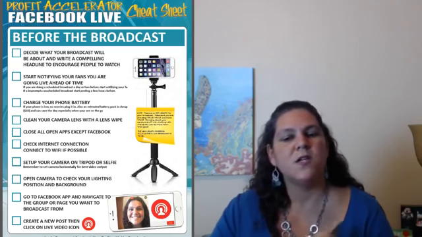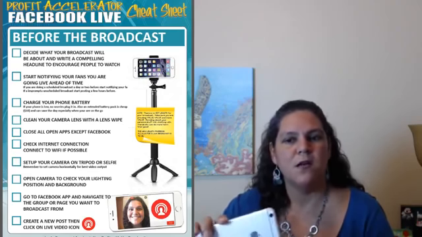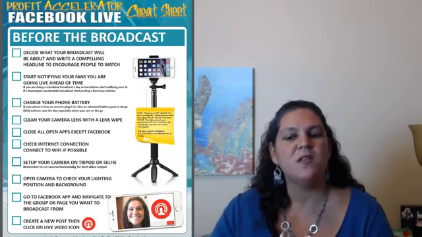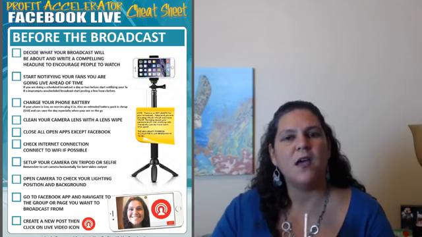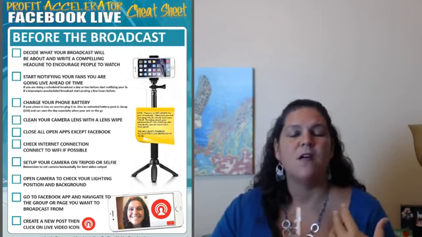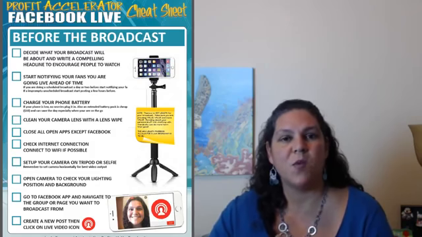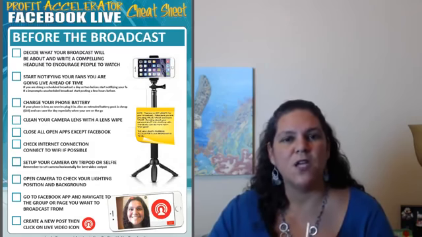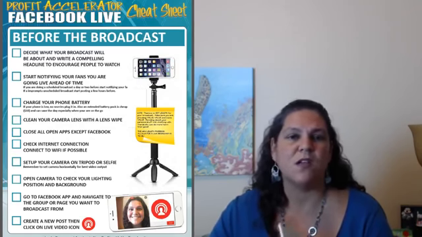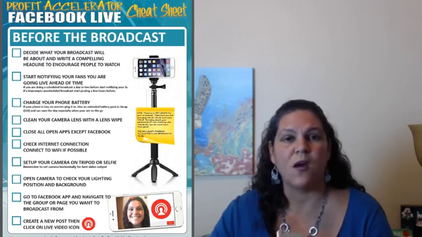So the next thing is you want to set your camera up on a tripod or the selfie stick or whatever you're doing there to do that. Open the camera and check your lighting and your background. Make sure there's nothing funky in the background that's distracting. Make sure that your lighting is good enough so that people can see your face and look at you, and that you have enough light, or maybe even too much light. Sometimes the sunlight can be a little too bright and actually wash out your video. So just check that before you go live.